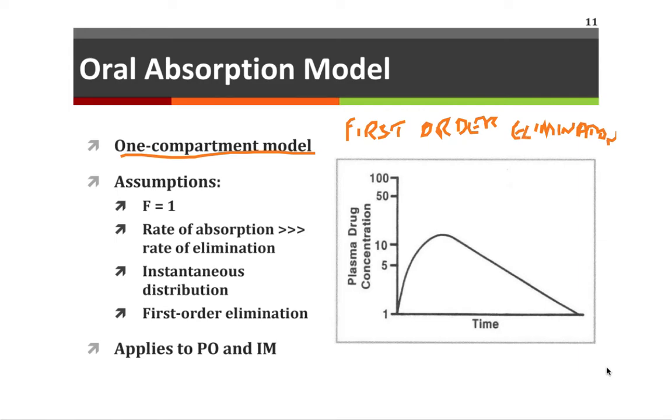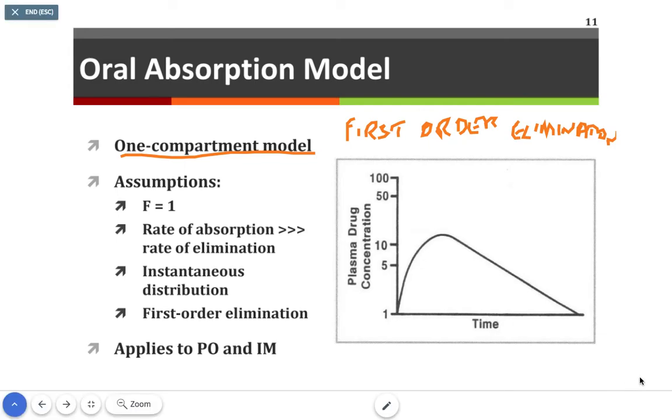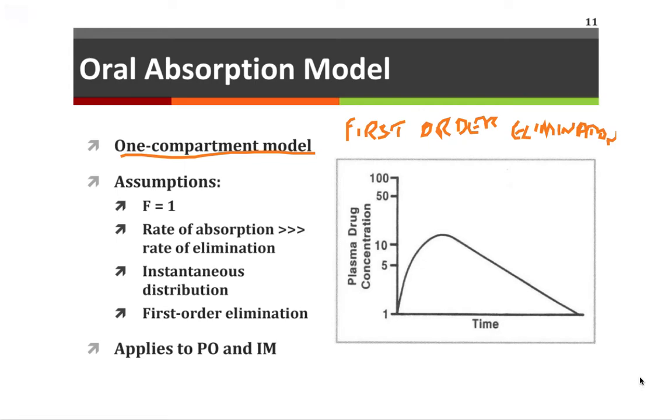One of the assumptions which does not hold true for all the drugs is that F is equal to 1. F equal to 1 means the entire dose that is administered orally gets absorbed. Another assumption is that the rate of absorption is much faster than the rate of elimination.